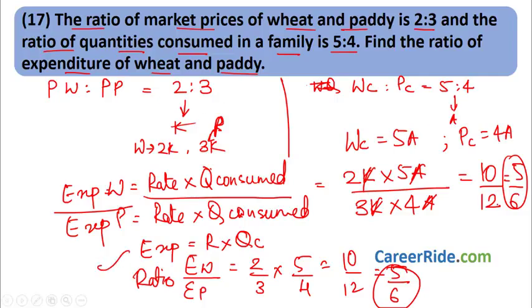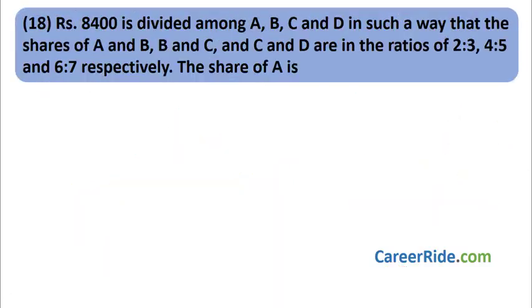Moving to question number 18. Rupees 8,400 is divided among A, B, C and D in such a way that the shares of A and B, B and C, and C and D are in ratios 2:3, 4:5 and 6:7 respectively. Now what have they given? The share of A is to B is 2:3, B is to C is 4:5 and C is to D is 6:7.